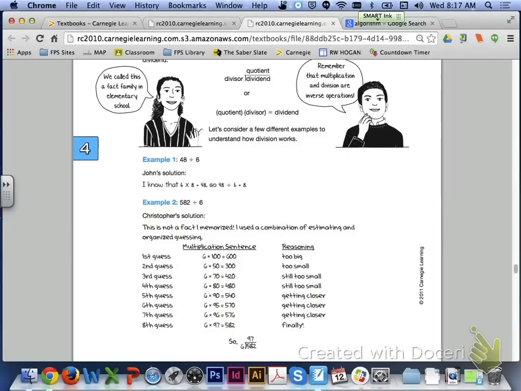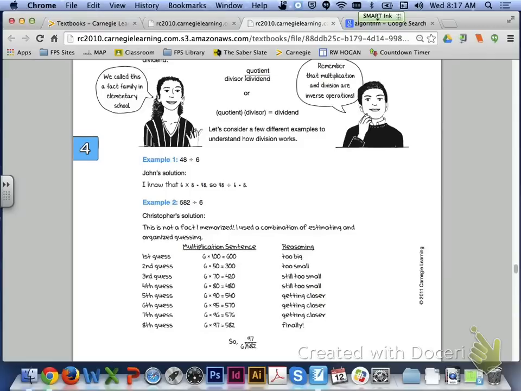If you look at example 1, 48 divided by 6. I know that 6 times 8 is 48, so 48 divided by 6 is going to be equal to 8. Obviously, multiplication and division are inverse operations. You can refer to this as looking at your fact families to help you come up with the answer for that division problem.